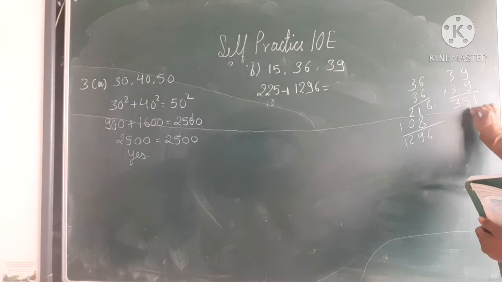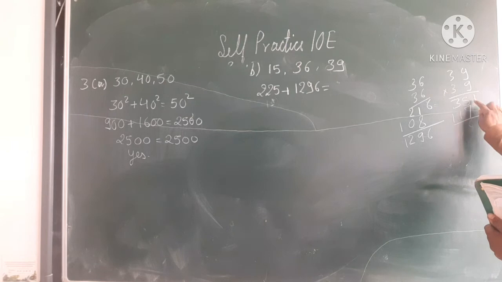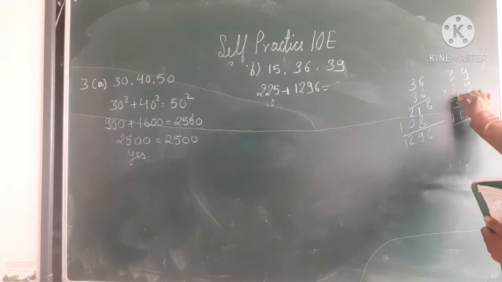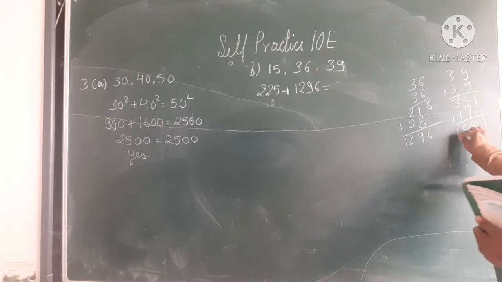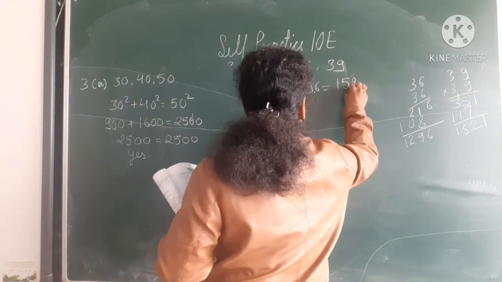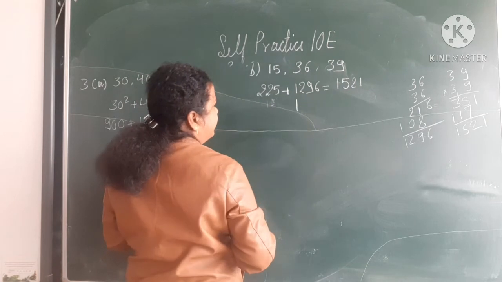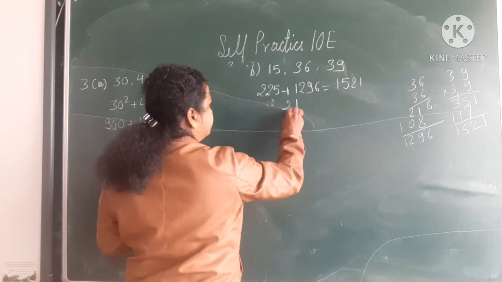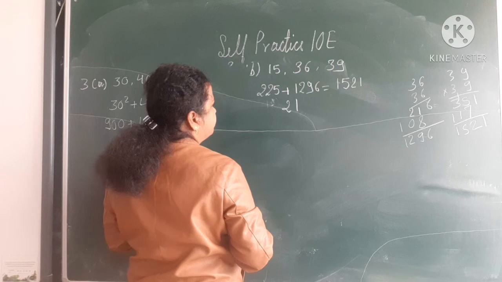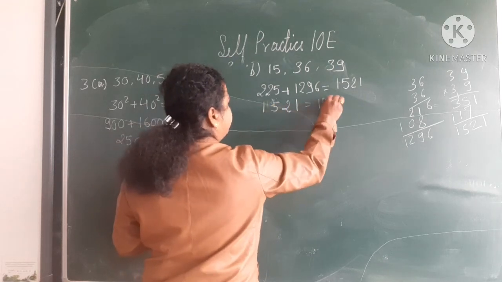Then 9 3 is 27. Carry 2, 3 3 is 9, 10, 11. 5 plus 7, 12. Carry 1. 3 1 is 4, 5. So 1521. Now add 6 plus 5 is 11, 9 plus 2 is 11, 12, 2 2 is 4, 5. So 1521 and 1521.